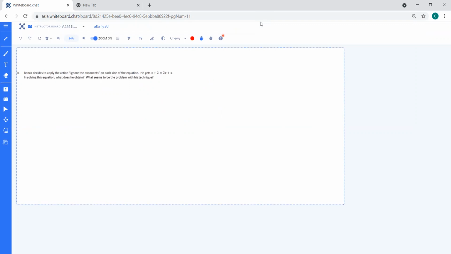Bonzo decides to apply the action, ignore the exponents on each side of the equation. He gets x plus 2 is equal to 2x plus 3. In solving the equation, what does he obtain? What seems to be the problem with this technique?